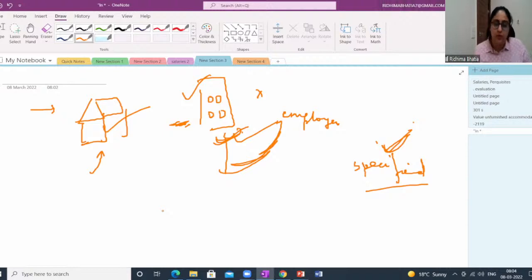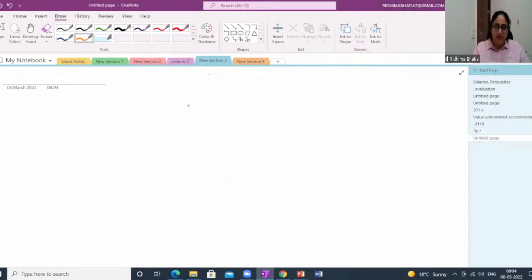Clear? Chalo. Next part here would be medical facilities. Maybe if the employee has to get a medical treatment, outside India.